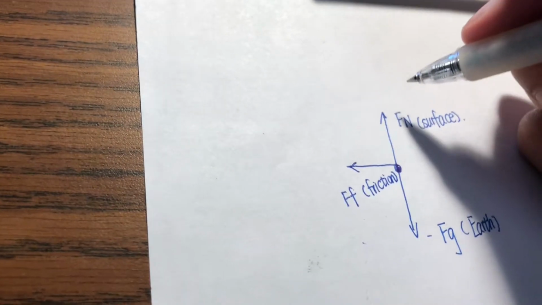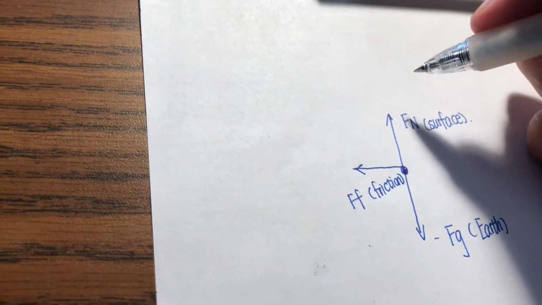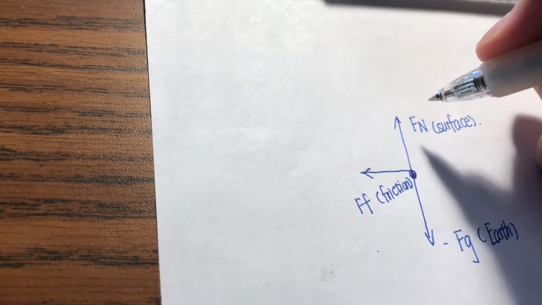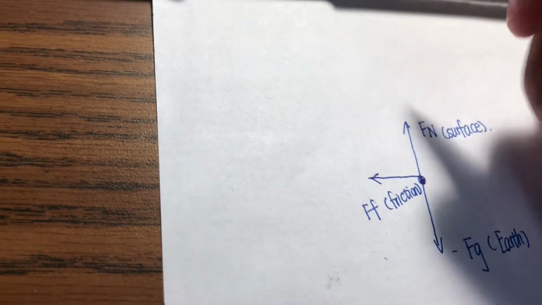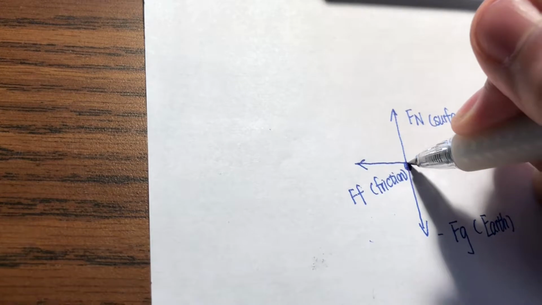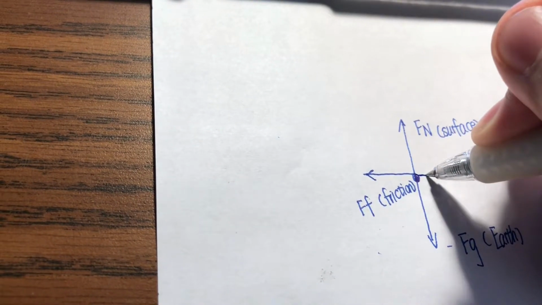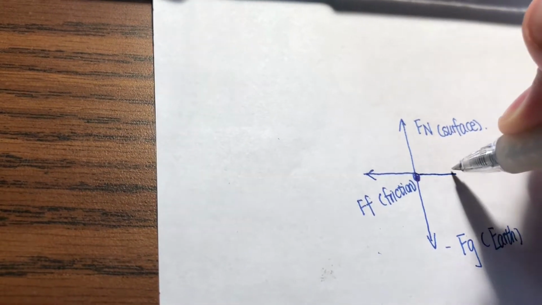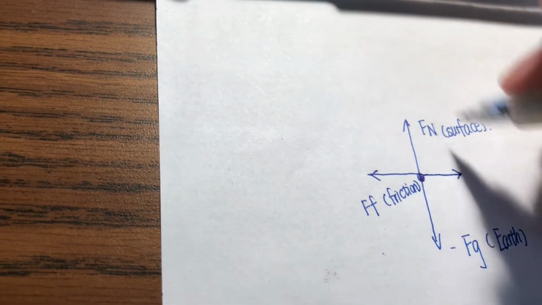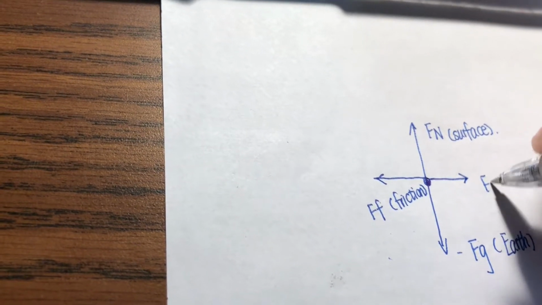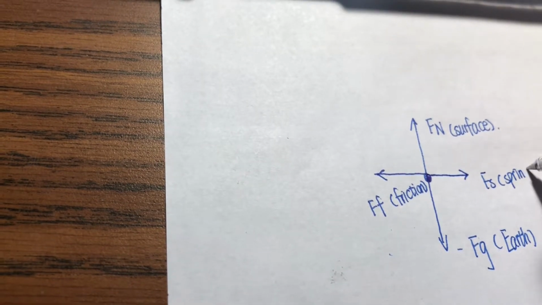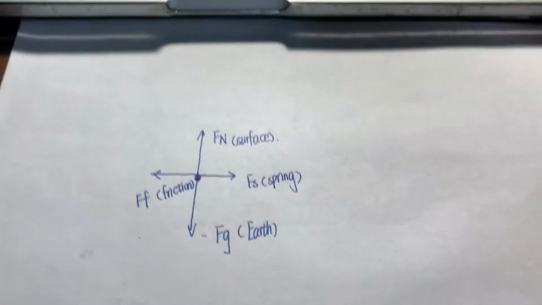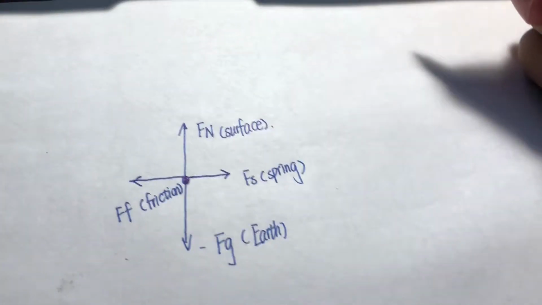And also, in the same axis, the spring exerts a force on the block in the x direction. So we will draw an equal line with opposite direction and label it Fs. And this is a force exerted by the spring. And this is our first problem.